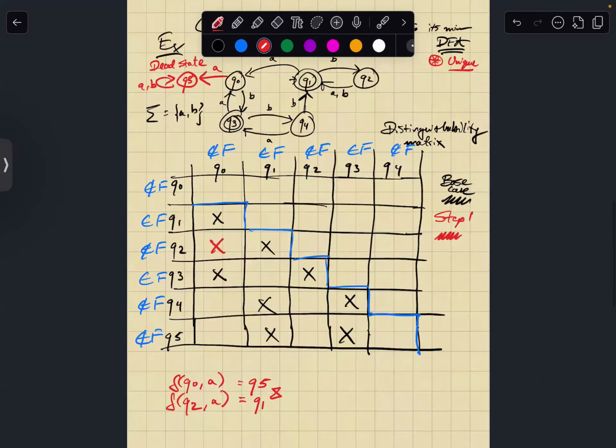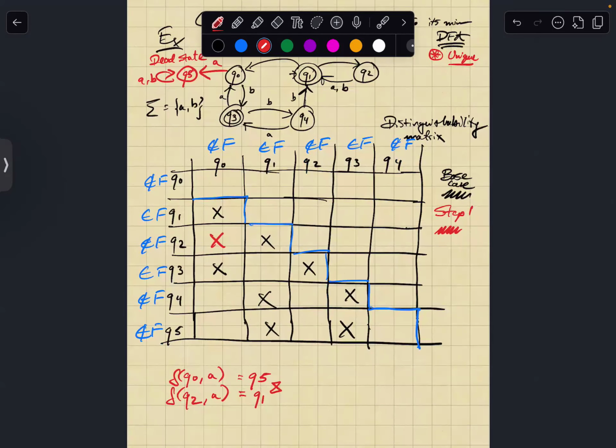Okay, good. So now I'm going to go just a little bit faster, but the idea is always going to be the same. So let's see, Q4 and Q0. If I'm at Q0 and I read an A, I go to Q5. If I'm at Q4 and I read an A, I go to Q3. Well, Q3 is an accept state and Q5 is not an accept state. So that also means that Q0 and Q4 were distinguishable. So I'm also going to mark this.